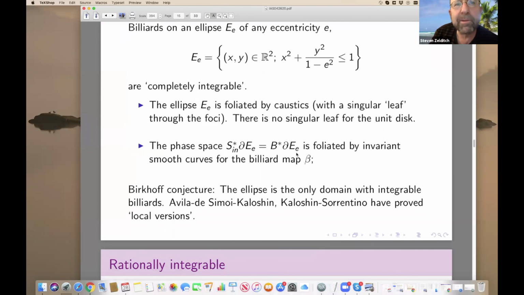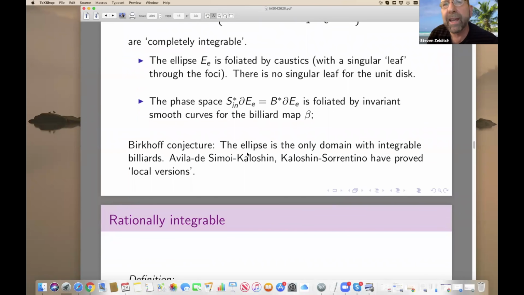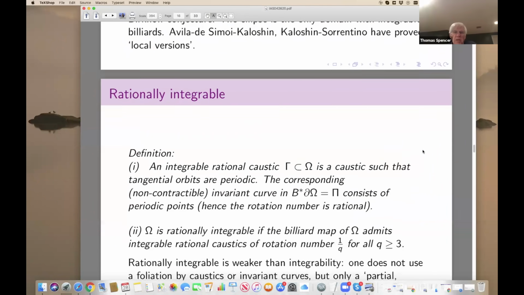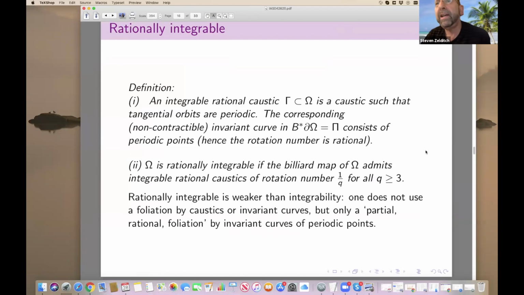And we've talked about this already, so this is a review. The Birkhoff conjecture is that the only domain with integrable billiards is the ellipse. And they have proved local versions of this. What are local versions? Well, I'm going to come to it in a moment, because what they actually prove is so much stronger that I'd rather just state what they actually prove.